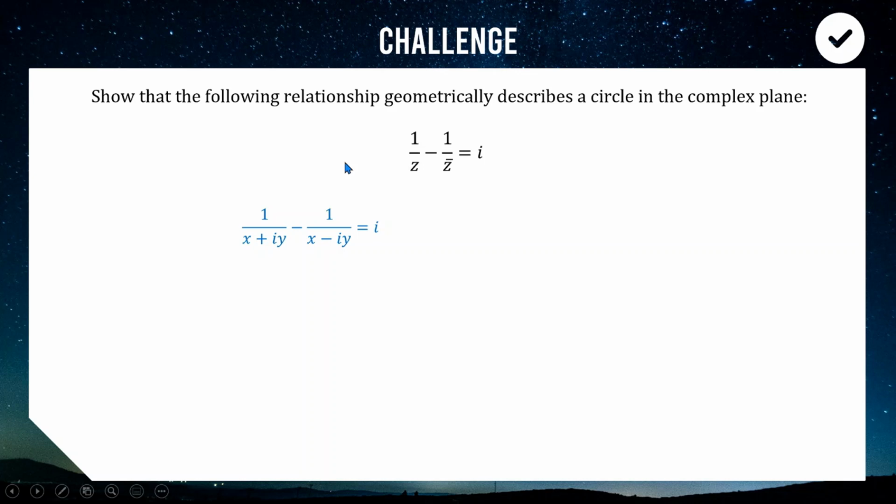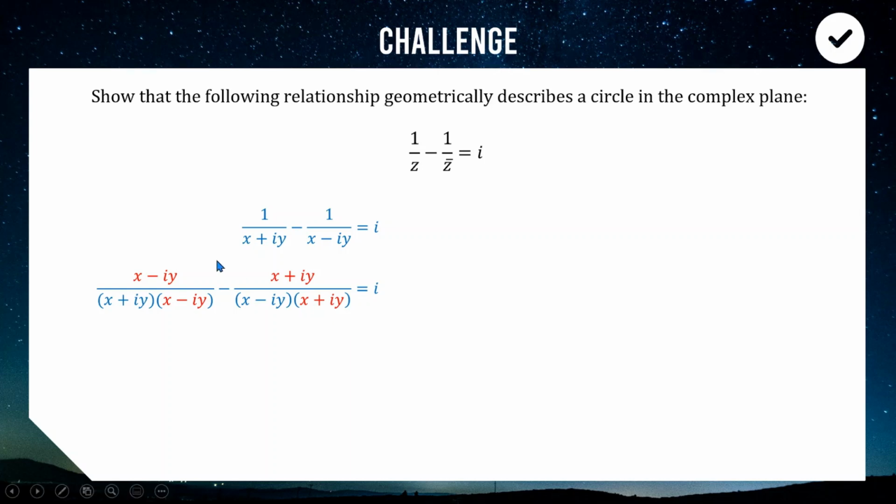I'll give you one more hint, and then I'll let you go, is that now we are going to combine these two fractions. So the left-hand fraction, I'm going to multiply top and bottom by x minus iy. The right-hand fraction, I'll multiply top and bottom by x plus iy. Okay, like I said, if you're feeling brave, hit pause there and see if you can manipulate this into looking like a circle equation. It actually does work. It's kind of cool.